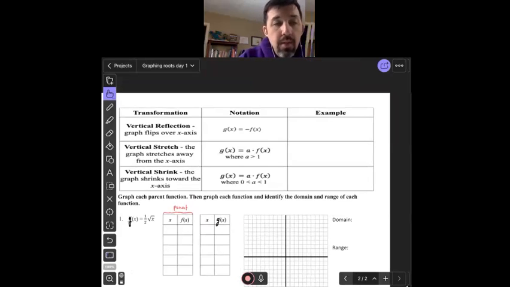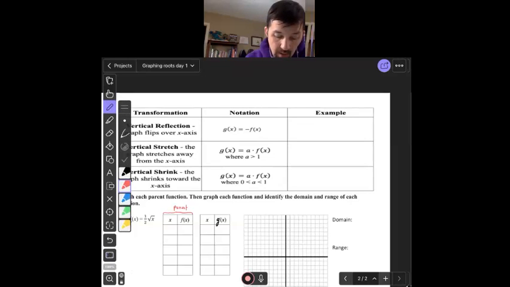Again, you guys have talked about reflections and stretches and shrinks. Again, compression, another way of saying shrink, multiple times. So that really shouldn't be a big surprise what's going on here. So just what does it look like if we do a vertical reflection? If our parent function was square root, then our function would just be negative square root.